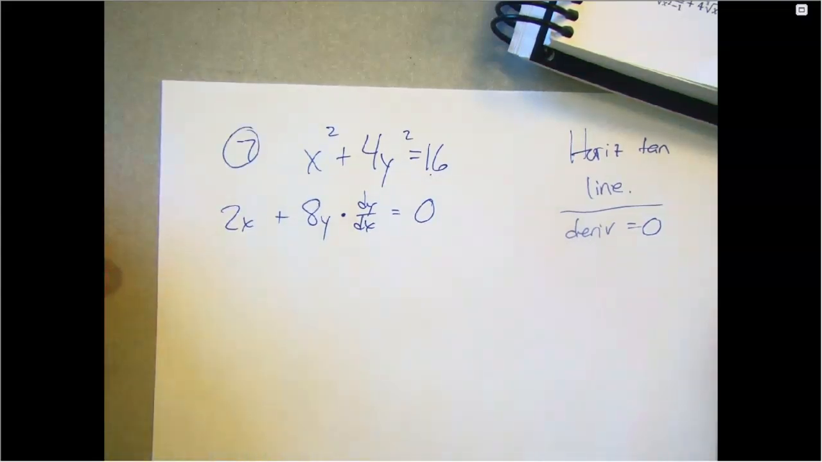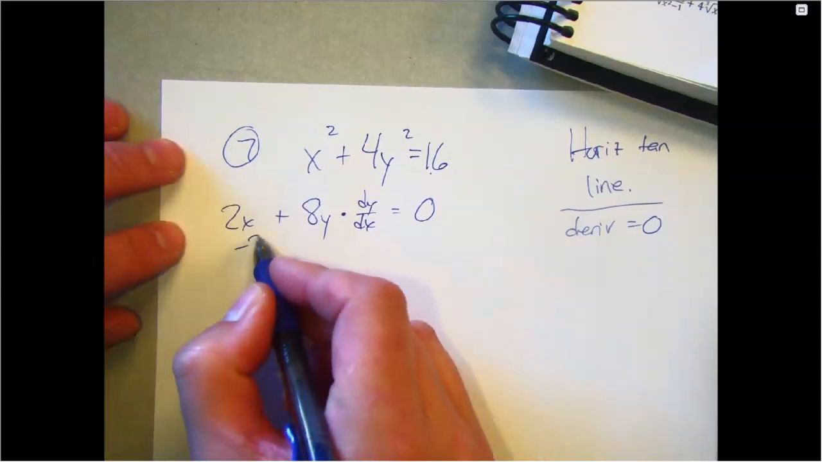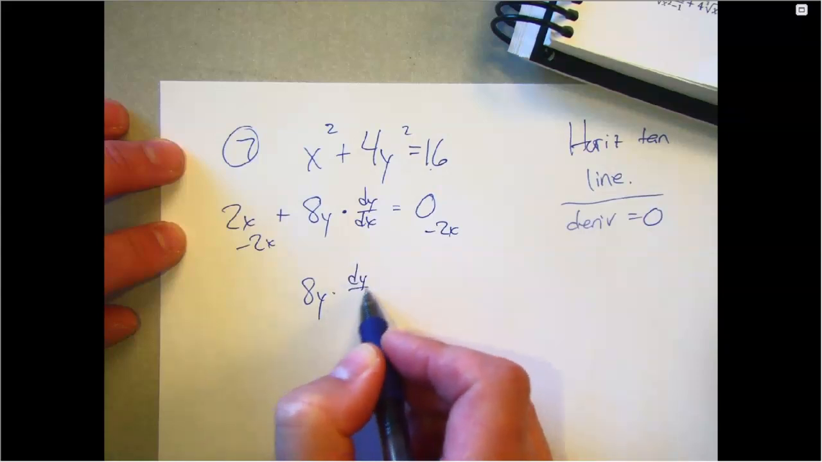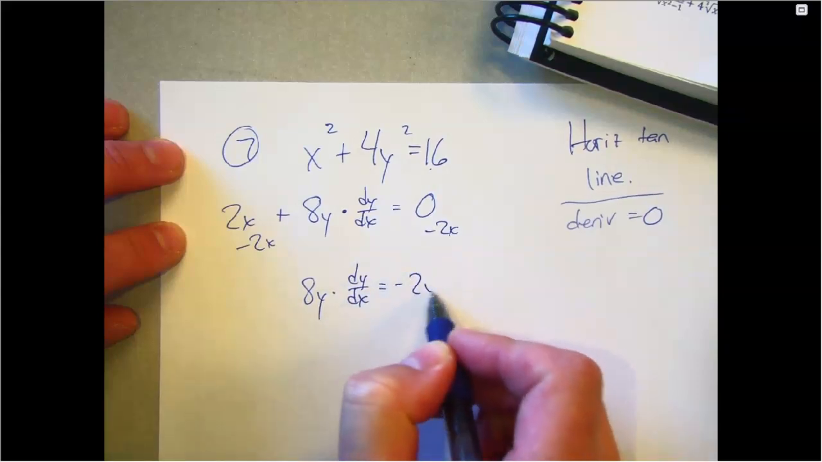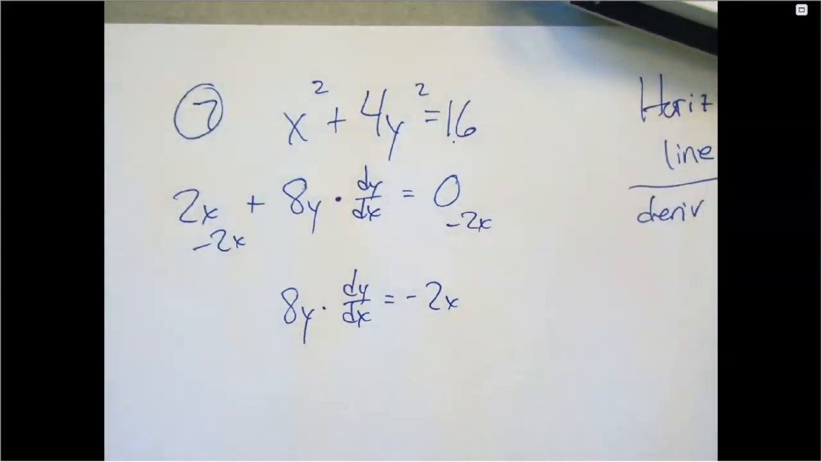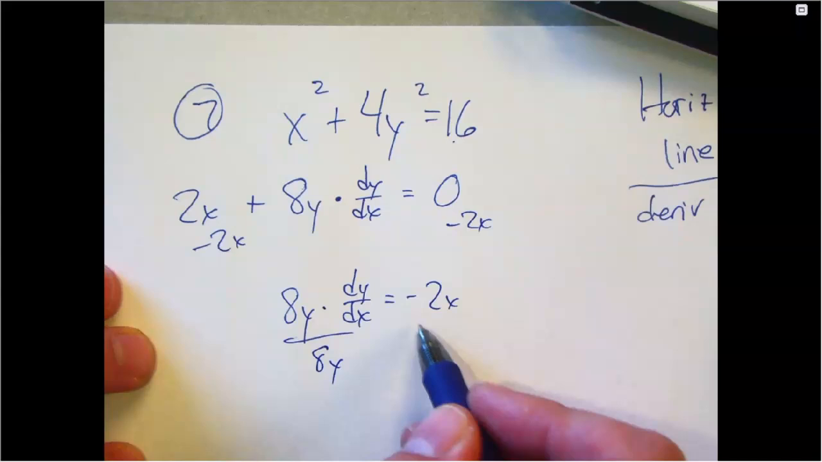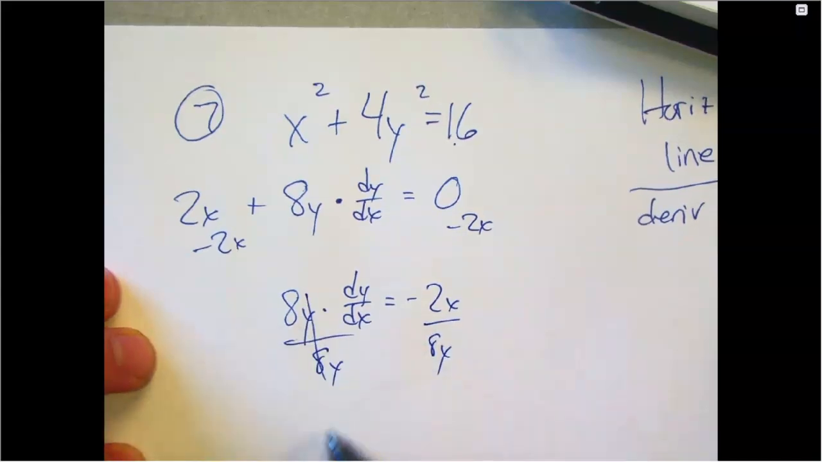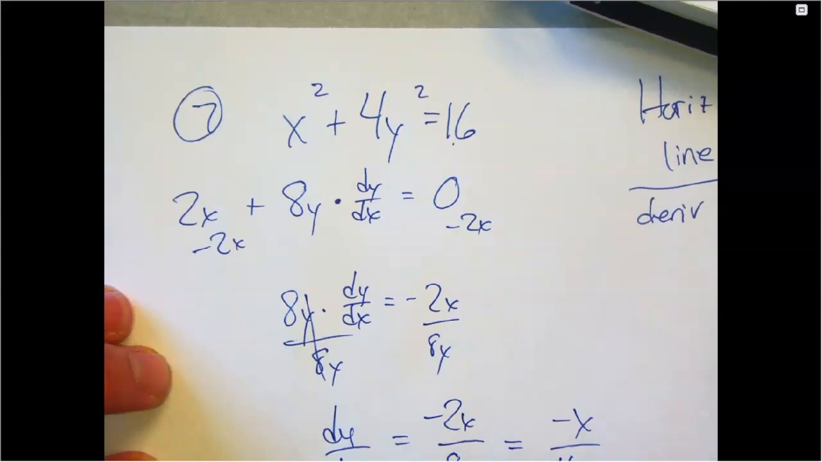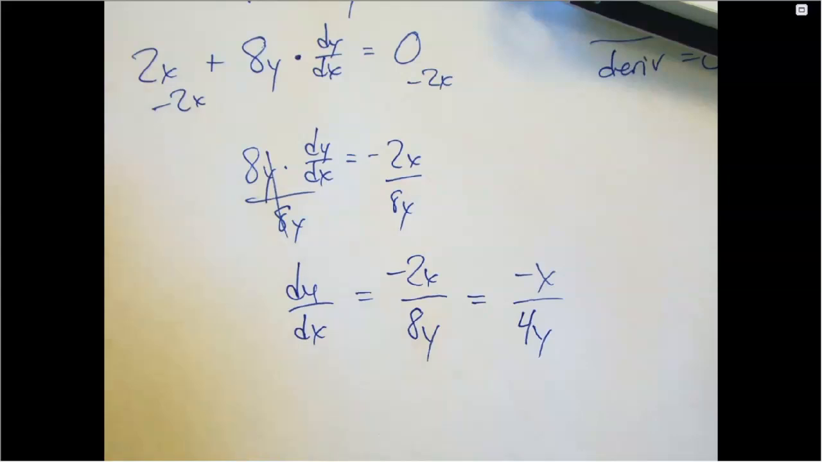And then I want to solve this for dy dx. So I think I would subtract 2x from both sides. And then divide by that 8y. So I get dy dx equals negative 2x over 8y, or if you wanted to reduce it, it's negative x over 4y. I don't think it's any real benefit to doing it in this case, but you can.